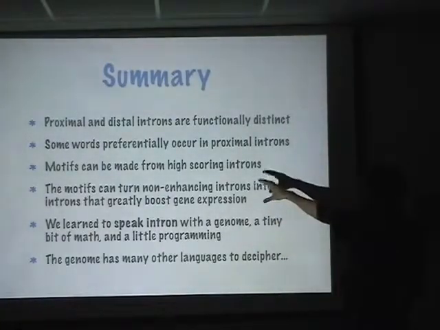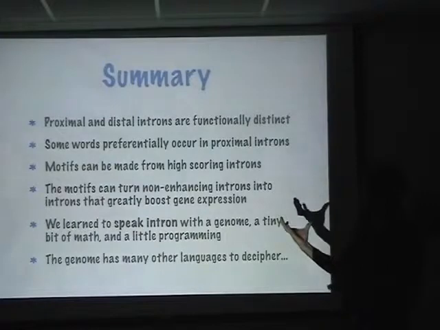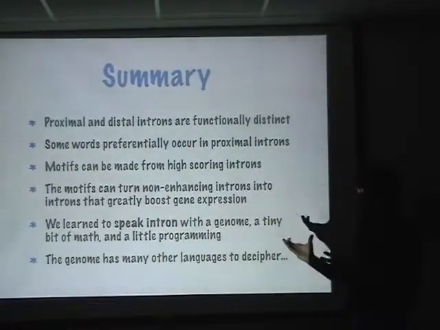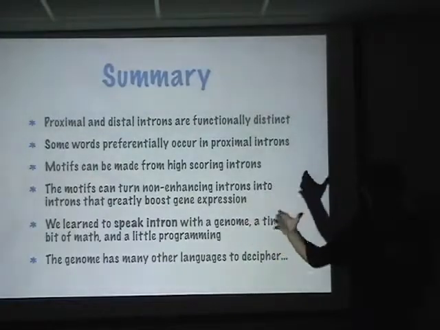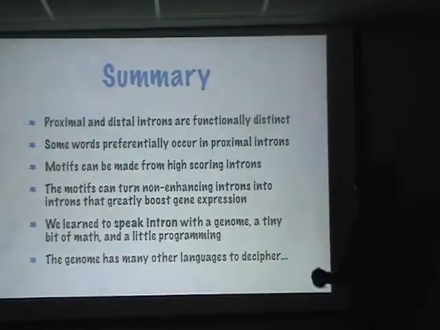We can make these motifs, these patterns from these high-scoring introns, and then turn non-enhancing introns into something different. Basically we've got a book in English and it's translated into something Elvish. It's not a very good analogy. But we're able to turn what's really kind of junk into something that's quite golden.